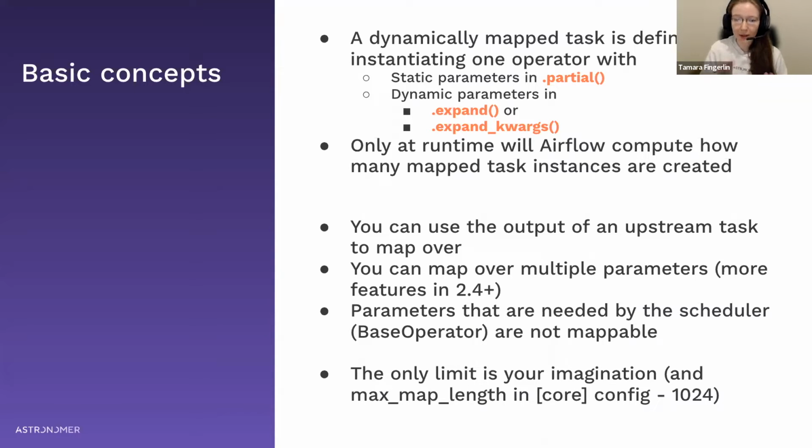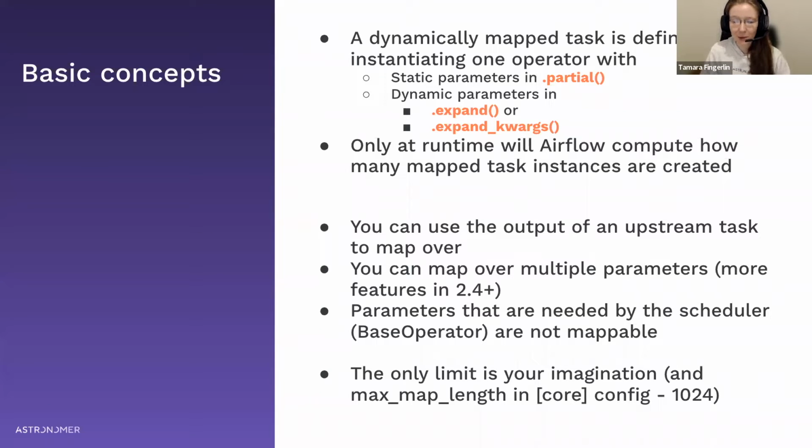And there are a couple of parameters that you can't map over. These are usually parameters that the scheduler needs to decide how and when the task is executed, and usually parameters of the base operator, like the task ID or the pool parameter. You can't map over those.